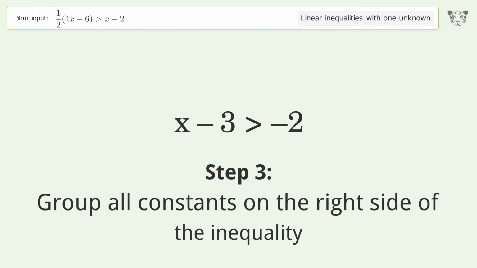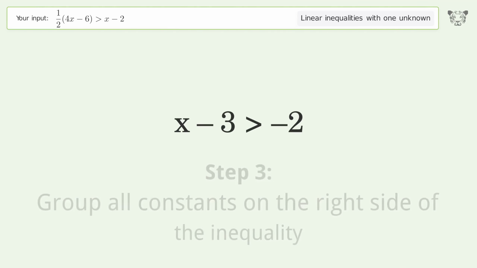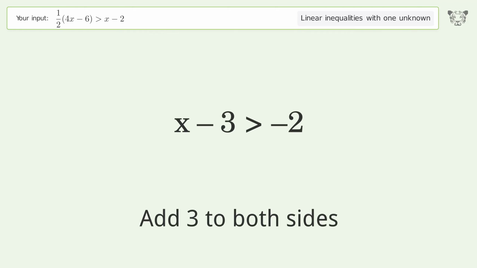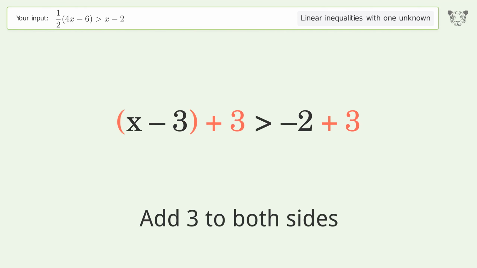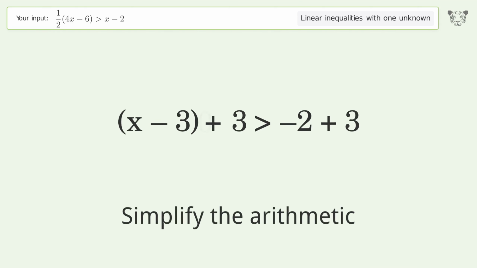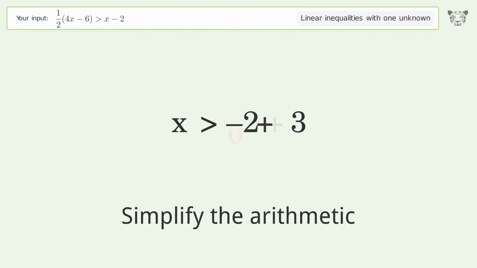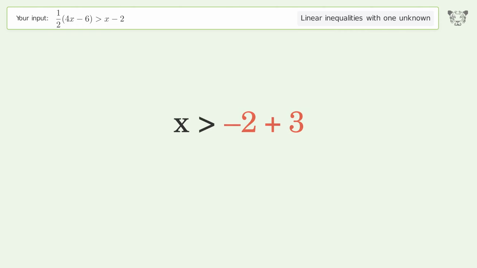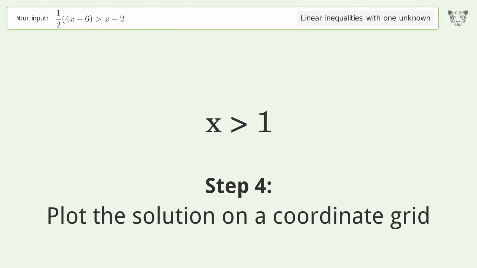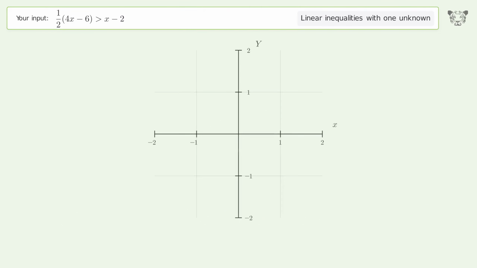Group all constants on the right side of the inequality. Add 3 to both sides. Simplify the arithmetic. Plot the solution on a coordinate grid. And so the final result is x greater than 1.